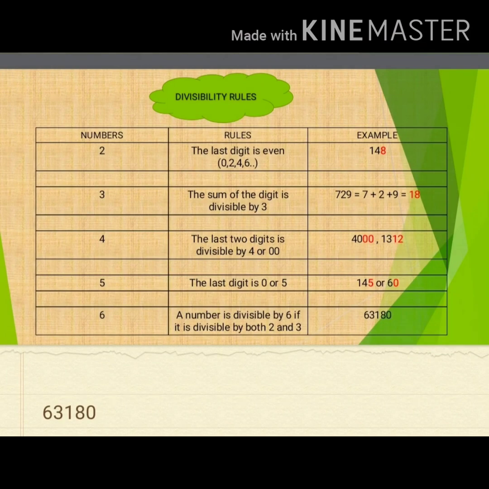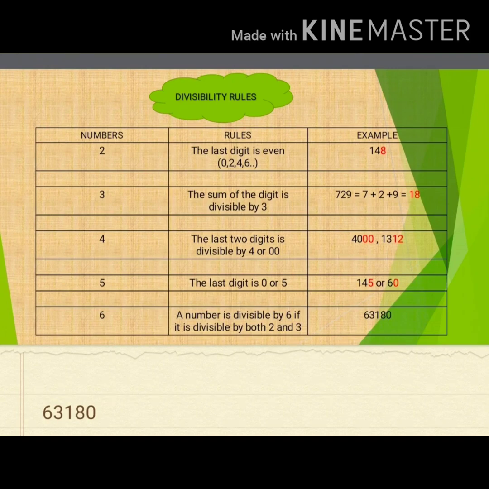Now let us learn about divisibility rules. The basic divisibility rules of the numbers you have already studied in class 4. Let us revise one more time. Divisibility rule for 2. The last digit should be even. That means the ones place digit should be 0, 2, 4, 6 or 8. Here the example is 148.